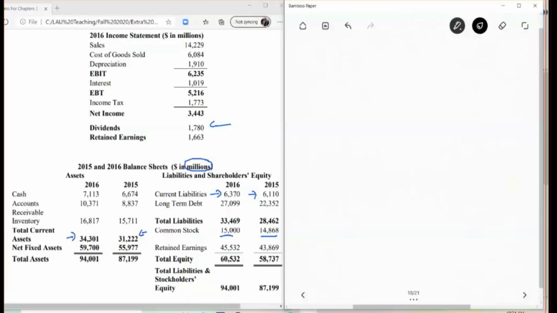Okay, now for the long-term solvency ratios. Those ratios can be divided into two components. The first component has to do with the capital structure of the firm, the mix between debt and equity. The second component has to do with the ability of the firm in meeting its interest expense. I start with the total debt ratio.